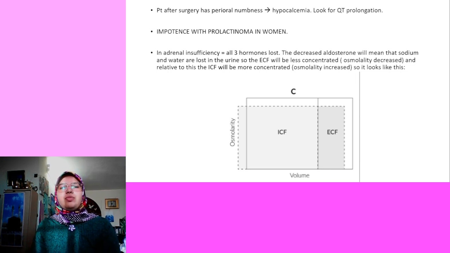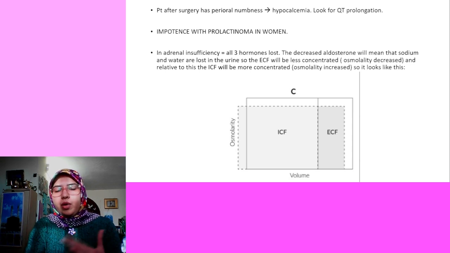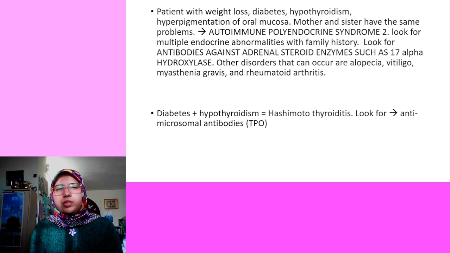In adrenal insufficiency, all three hormones are lost. The decreased aldosterone will mean that sodium and water are lost in urine, so the extracellular fluid will be less concentrated, so osmolality is going to be decreased, and relative to this, the ICF will be more concentrated. So it's going to look like this if you ever get a graph like this that you have to select. This is the correct answer.